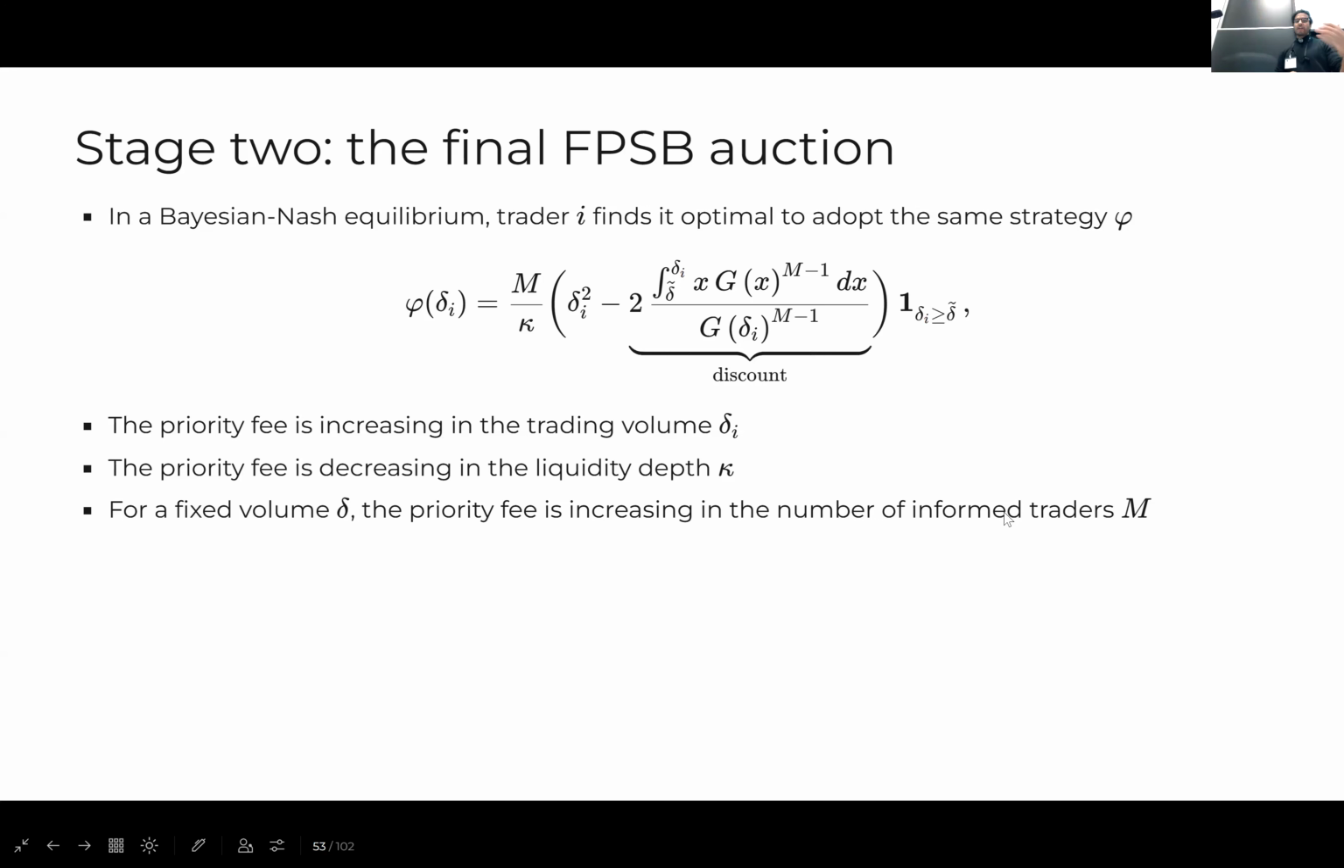Okay, standard. And the priority fee is an increasing function of the trading volume, and it's decreasing in the liquidity depth. Of course, the more liquidity there is in the AMM, the smaller the impact of my competitors' trades, and the less I want to compete with them. Okay, because it's not that much that I'm losing. And if I fix the volume delta, remember that delta is a decision variable, but if I fix it, then the priority fee is increasing in the number of informed traders, because the more people are competing with me, the larger the expected impact of their trades if I ever lose. So I need to compete more with them.